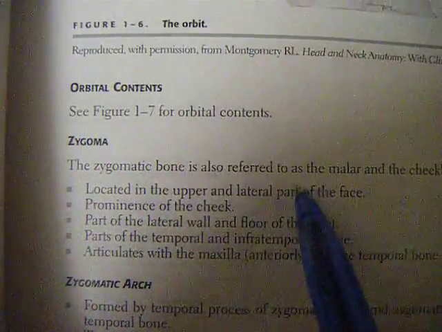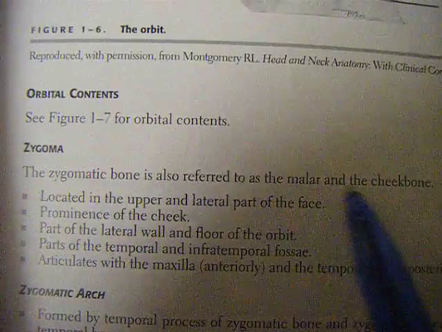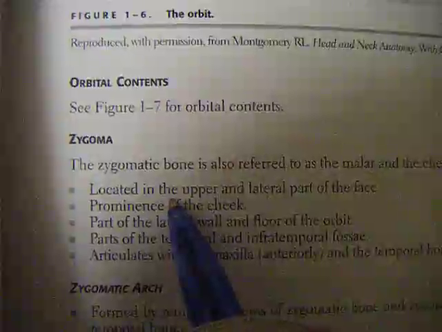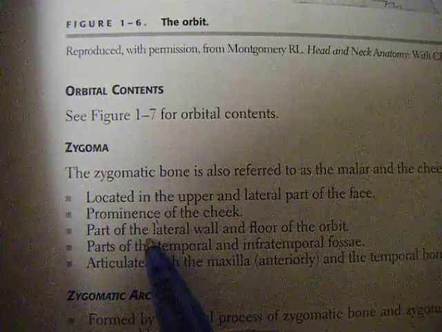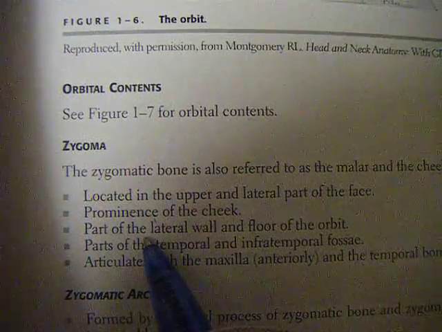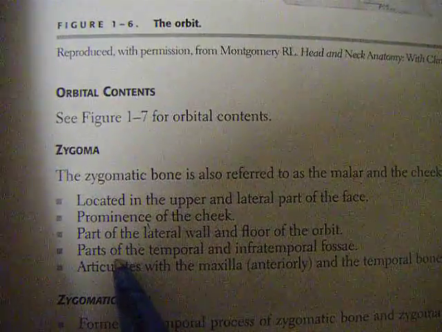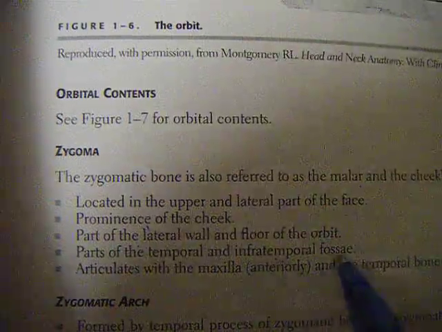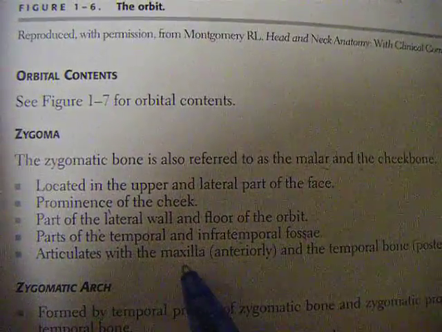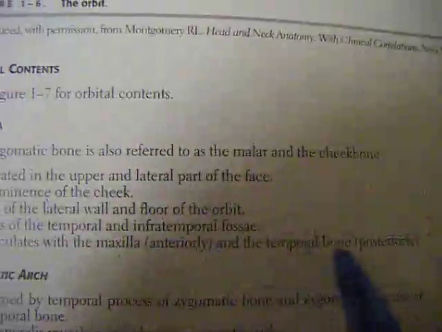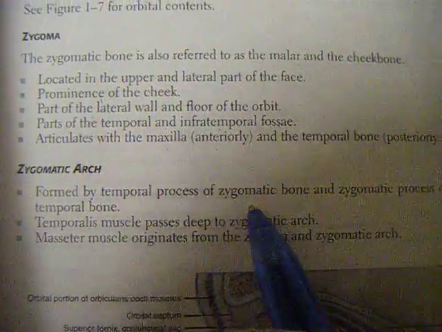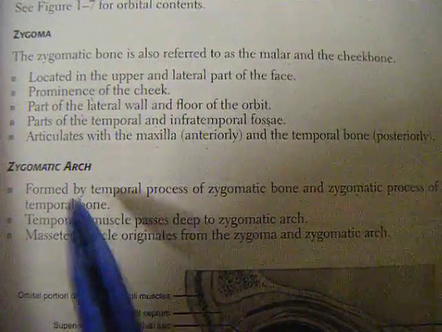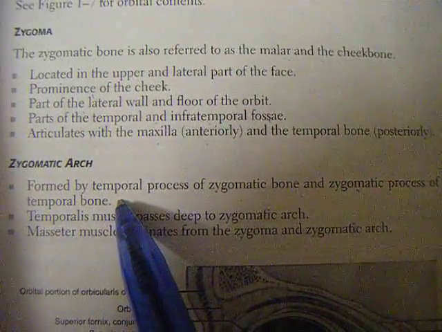Now the zygomatic bone is also referred to as the malar and the cheekbone. It is located in the upper and lateral part of the face. It forms the prominence of the cheek. It forms part of the lateral wall and floor of the orbit. It also forms part of the temporal and infratemporal fossa. It articulates with the maxilla anteriorly and the temporal bone posteriorly. Zygomatic arch is formed by the temporal process of zygomatic bone and the zygomatic process of temporal bone.